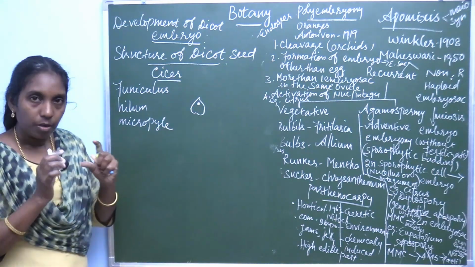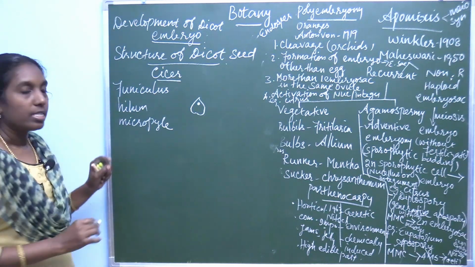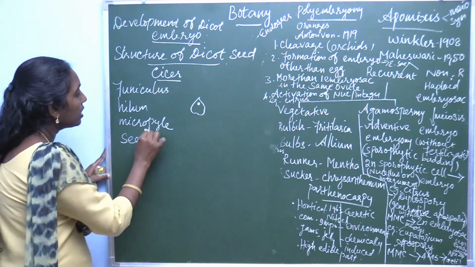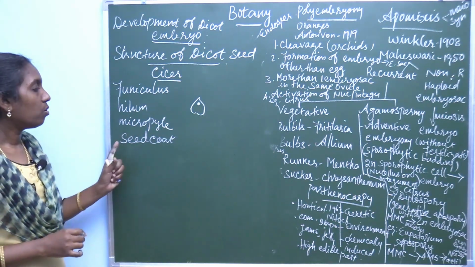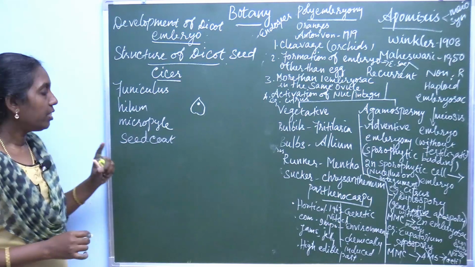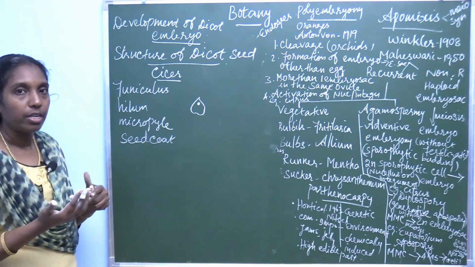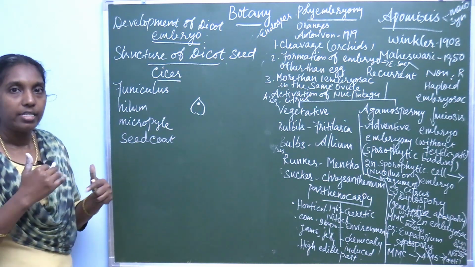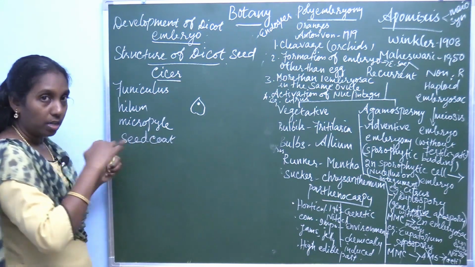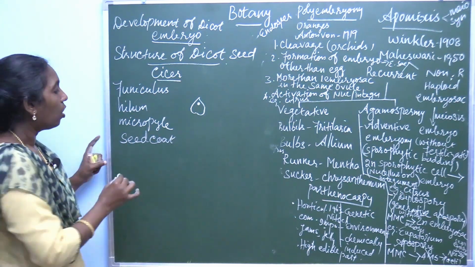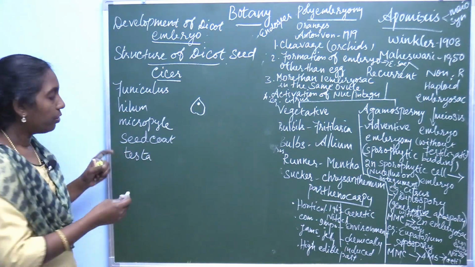So, micropyle is the pore, and outer to this there is a seed coat. The seed coat is developed from the integuments. There are two types of integuments, outer integument and inner integument. The outer integument is converted into the outer seed coat called testa, and the inner integument is converted to tegmen.